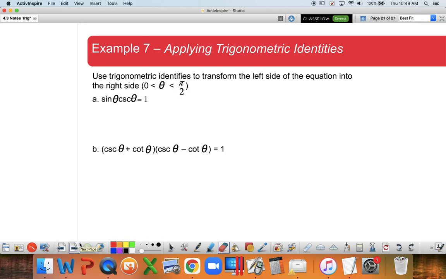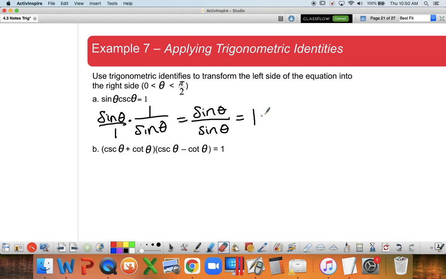Now let's look at how we can prove some things. I'm giving you the answer, right? The answer over here on the left should equal the answer on the right. So I have to somehow show that sine times cosecant is equal to 1. Well, we've got the sine of theta. Now let's rewrite cosecant in terms of sine. So I wind up with the sine of theta over the sine of theta, which equals 1, right? I have just proven that the left-hand side is equal to 1.